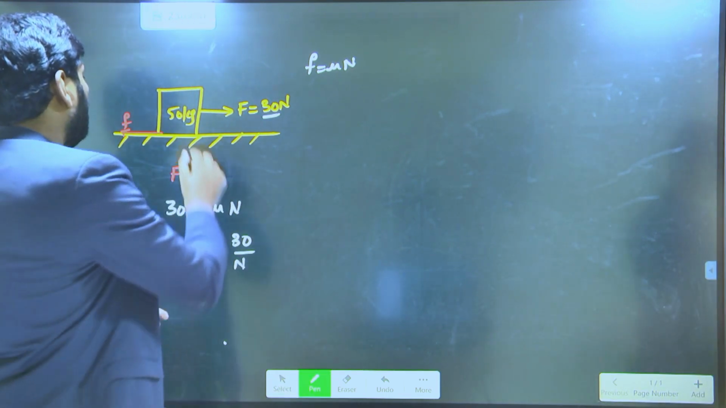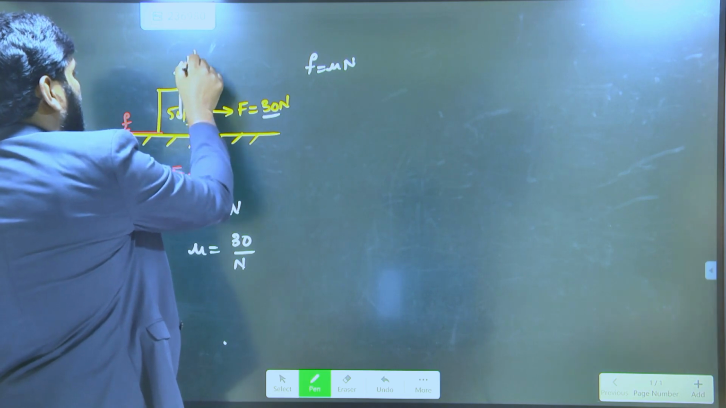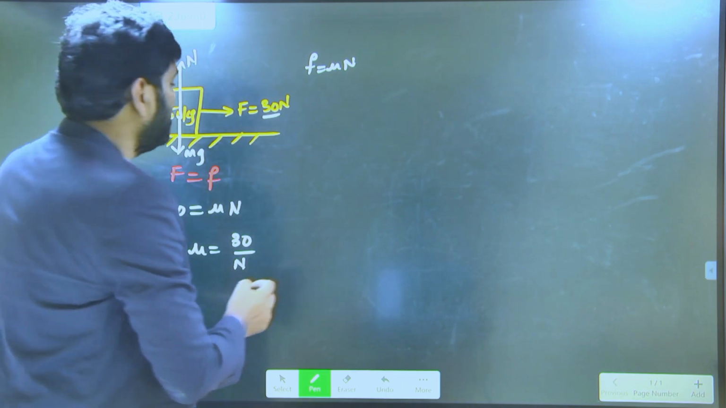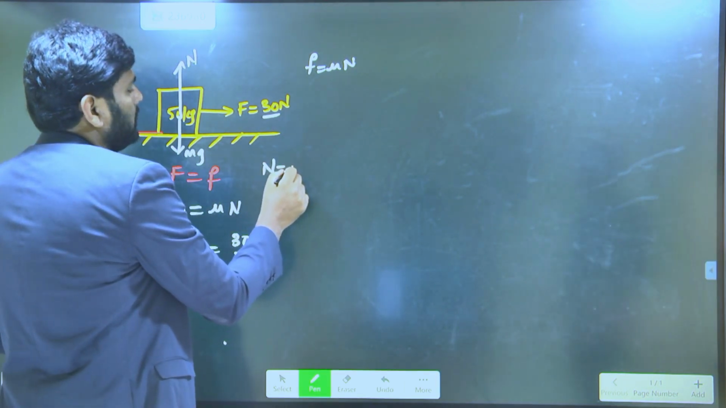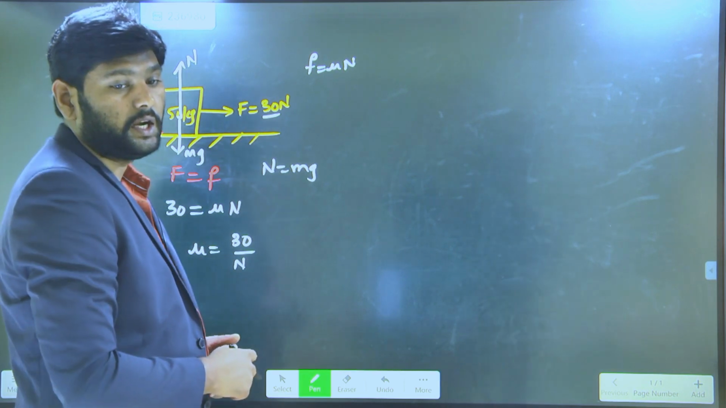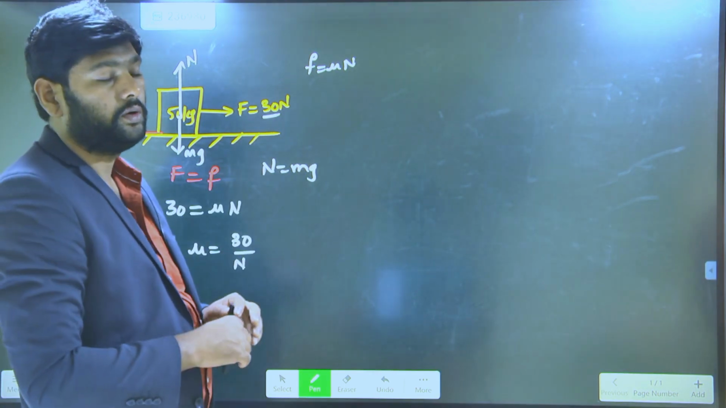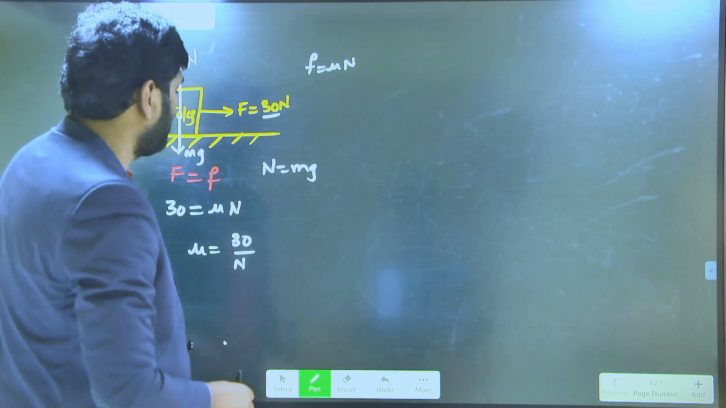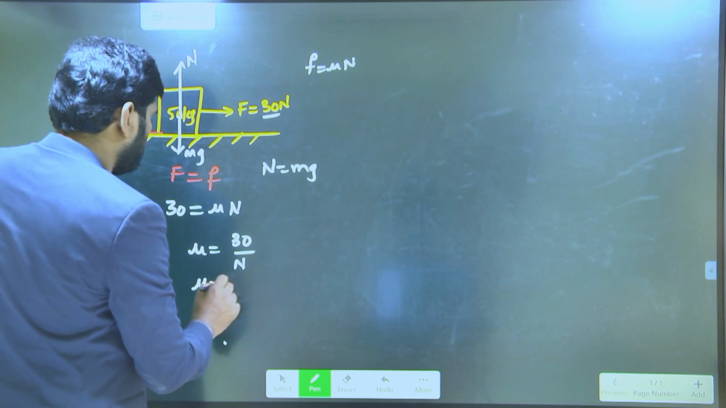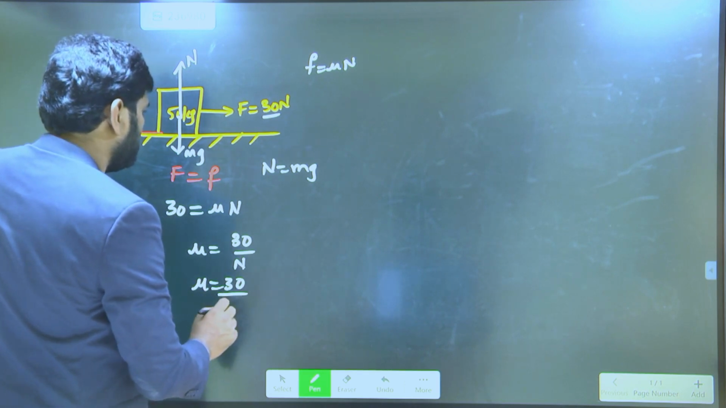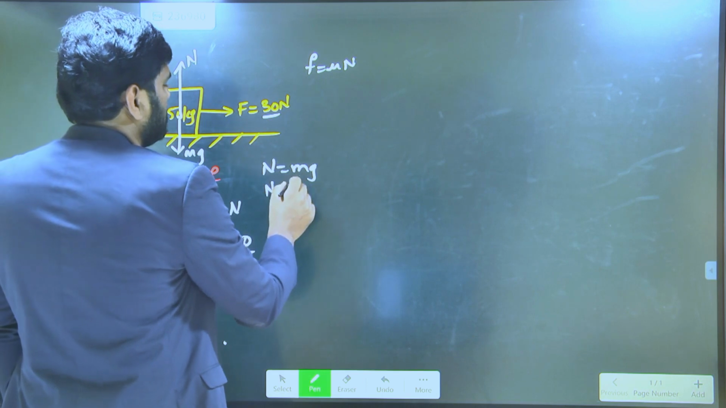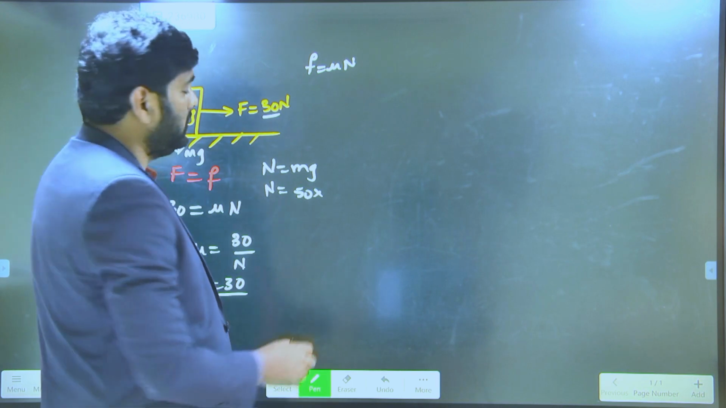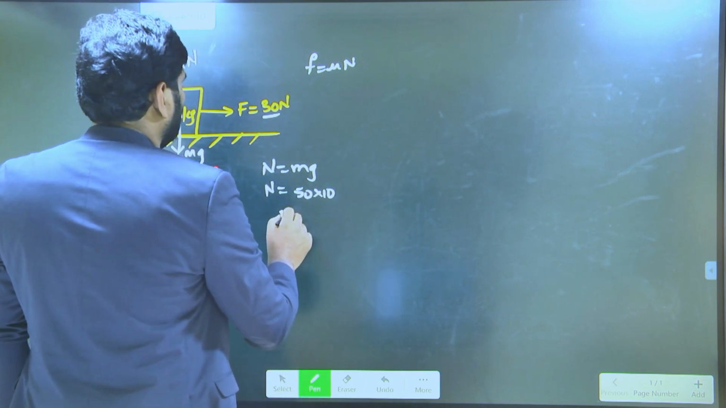The normal reaction is acting in the upward direction, and mg is acting in the downward direction. Can you tell me what the normal reaction is here? The normal reaction is equal to mg, the weight of the body. We already did this part in free body diagrams. Yes? Then you can apply: mu is equal to 30 by the normal reaction. N is equal to m, which is 50, times g, which is 10, totally how much?